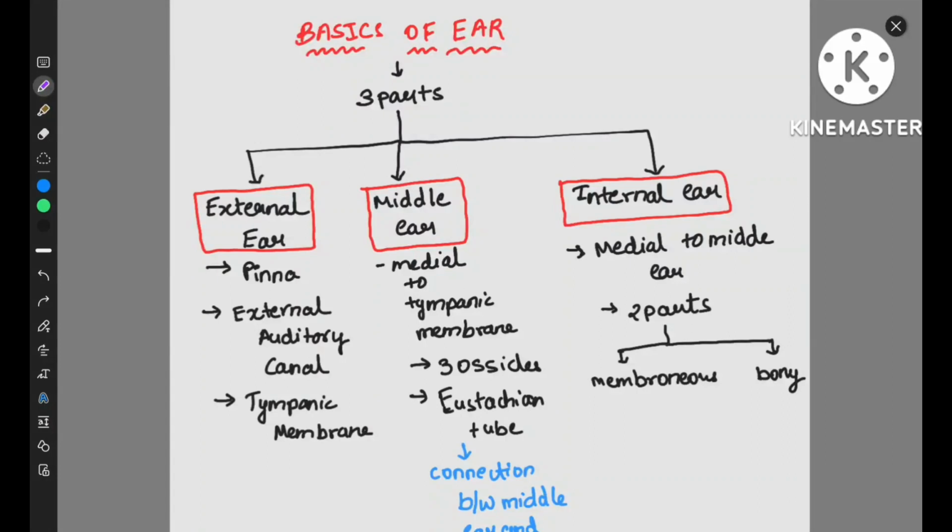Hello everyone. Today I am going to discuss the anatomy of the external ear. First we'll look at the basics of the ear. The ear is divided into three parts: external ear, middle ear, and the internal ear. The external ear consists of three parts: pinna, external auditory canal, and the tympanic membrane.